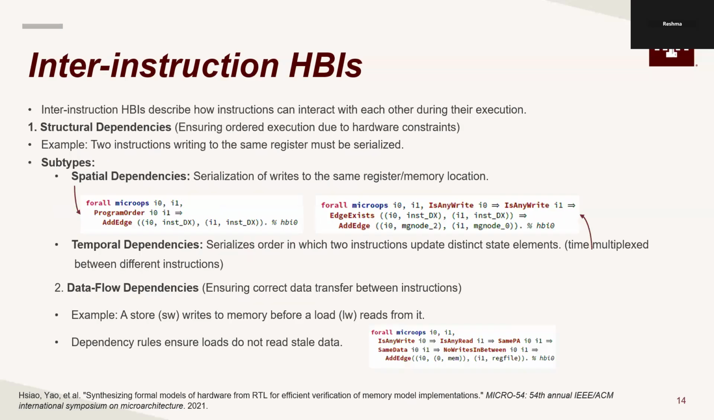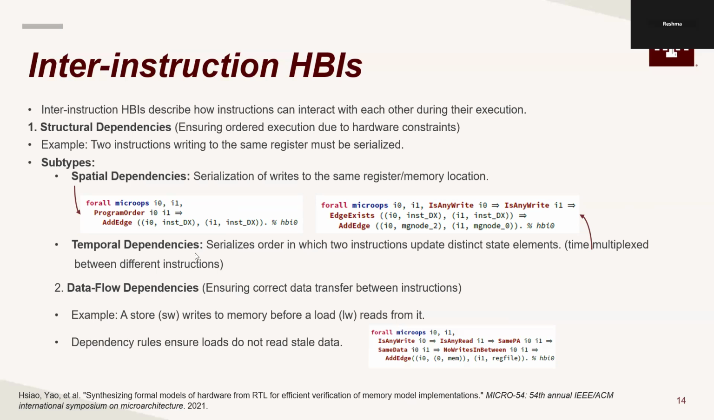When we talk about inter-instruction HBIs, it gets a bit more complex because there are multiple types. These HBIs describe how different instructions interact during execution. We have structural dependencies, which have spatial and temporal dependencies, and then we have data flow dependencies. In spatial dependencies, we ensure that multiple writes to the same register or memory location are serialized. If you look at this quick example here, this asserts that for all pairs of instructions I0 and I1, if I0 appears in program order before I1, then I0 will update the instruction DX state element before I1 does. So this is the simplest dependency to understand.